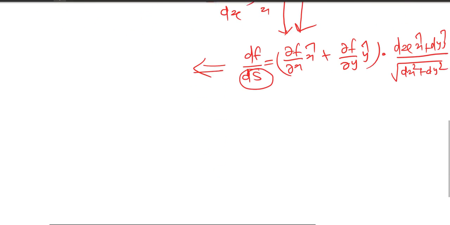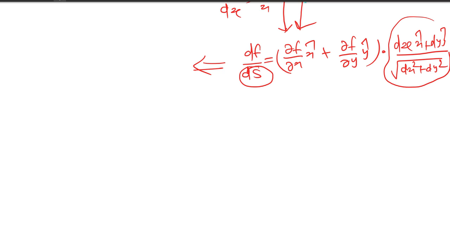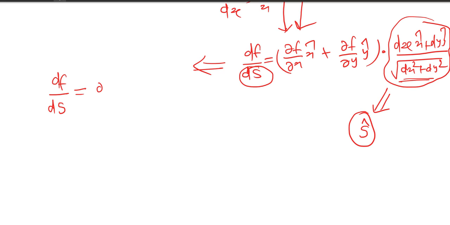Now this is simply giving me the unit vector. Let's say this is s cap, because we have divided the vector by its magnitude, because the magnitude of dx x cap plus dy y cap would be simply under root dx square plus dy square. So this is my unit vector. So I can write this change in f with respect to s is equal to del f by del x x cap plus del f by del y y cap dot, let's say, my direction s cap.